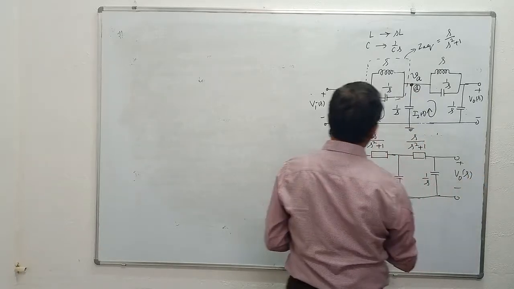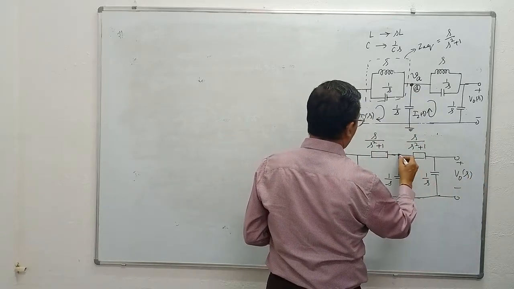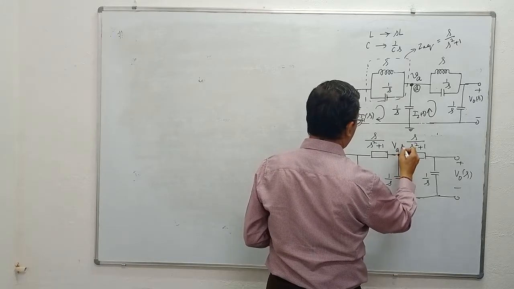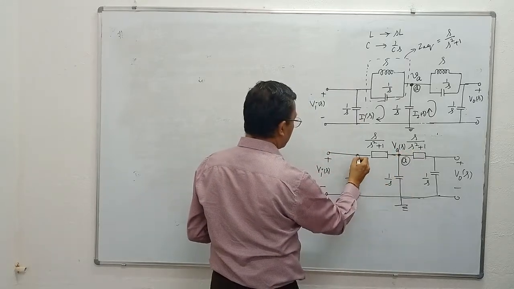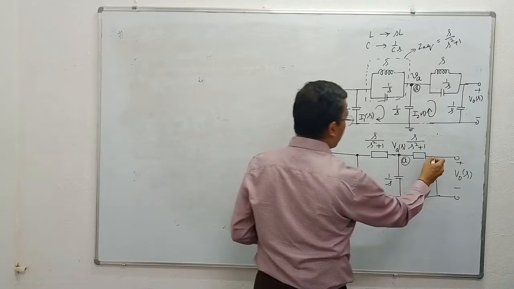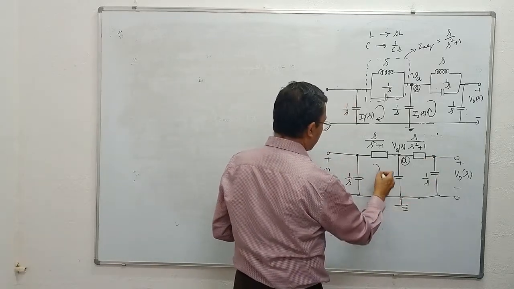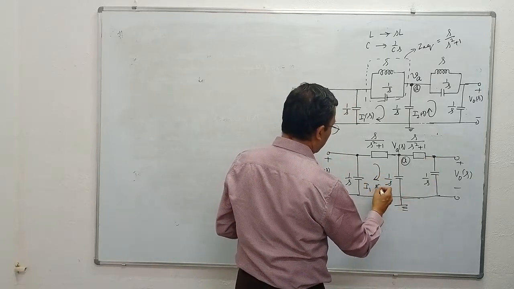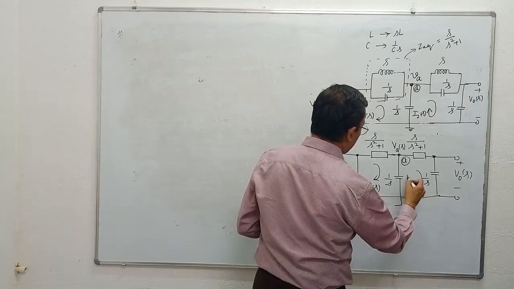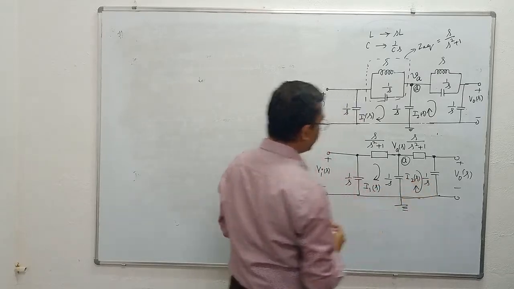This is the reference node. This is node A. Potential of node A is VA of S. Potential of this node is VI of S. Potential of this node is V naught of S. This is the mesh current I1 of S. This is the mesh current I2 of S.